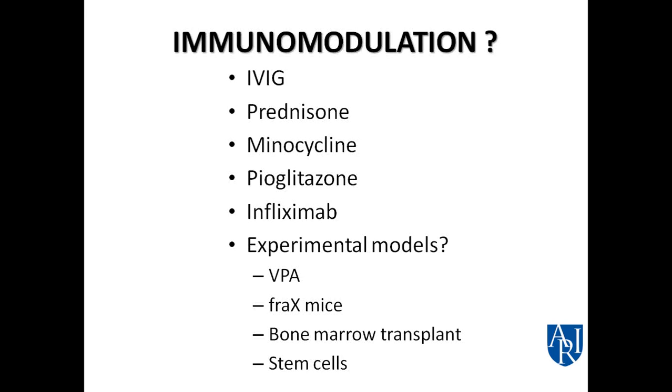Minocycline is a form of tetracycline used for treatment of acne, and was used in a small trial at NIH, an open label trial in children with autism, and was shown not to have a clinical effect. Now, the reasoning behind minocycline is that it is known to suppress microglial activation, so it made good sense to try to do this, but it did not appear to be effective.